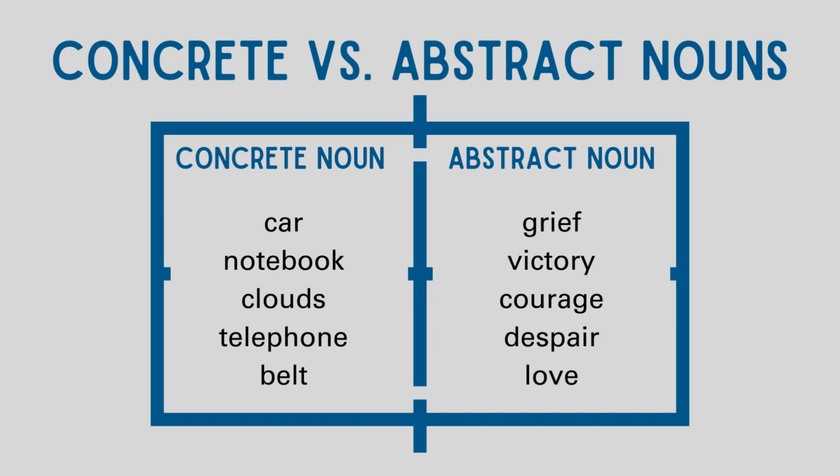Here are some examples. As you can see, the concrete nouns on the left, car, notebook, clouds, telephone, belt, these are things that can be perceived through our senses. You can see them and you can touch them. The ones on the right, grief, victory, courage, despair, love, these are concepts and emotions which you cannot see or touch. Therefore, they are what we call abstract nouns.